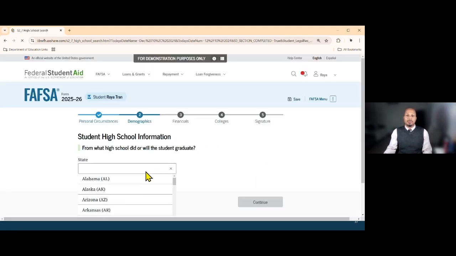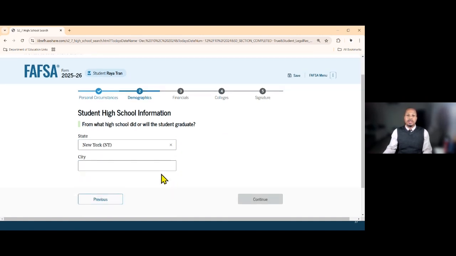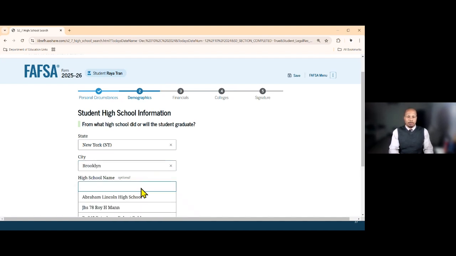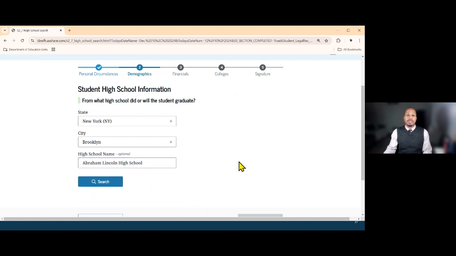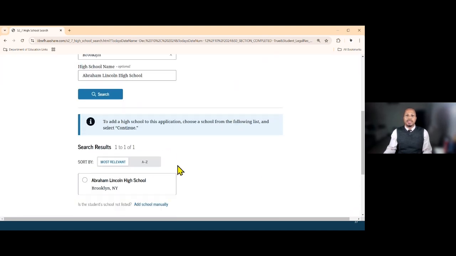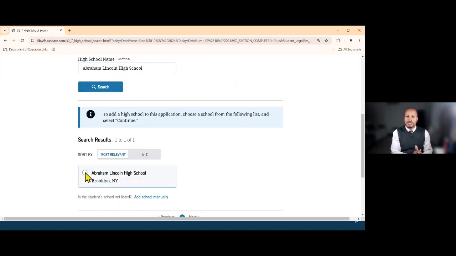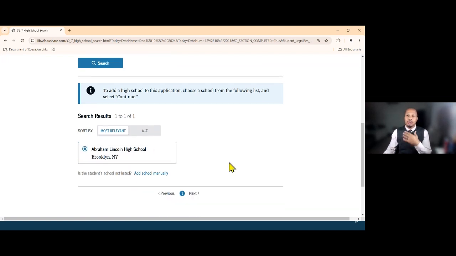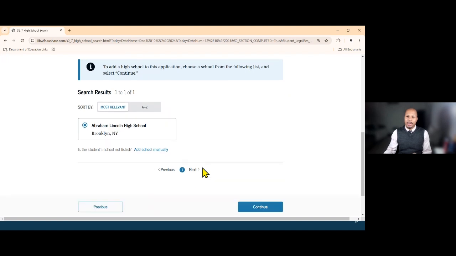Then we get into the high school information. We're going to say the school is located in New York. And we're going to say in New York, it's in Brooklyn. And we're going to put the high school as Abraham Lincoln High School. Once you enter the information, you're going to see at the bottom several selections. Make sure you select the one that pertains to your high school. If you do not see your high school located, you're just going to come here at the very bottom and you have the option of adding the school manually.